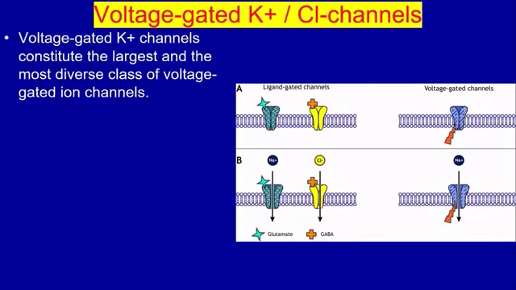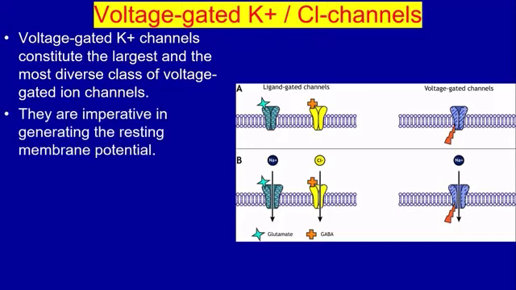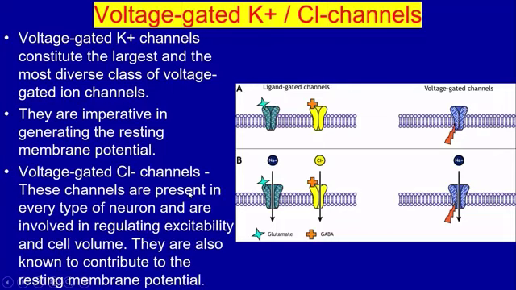Voltage gated potassium and chloride channels. Voltage gated potassium channels constitute the largest and the most diverse class of voltage gated ion channels. They are imperative in generating the resting membrane potential. They are most important in generating the resting membrane potential.